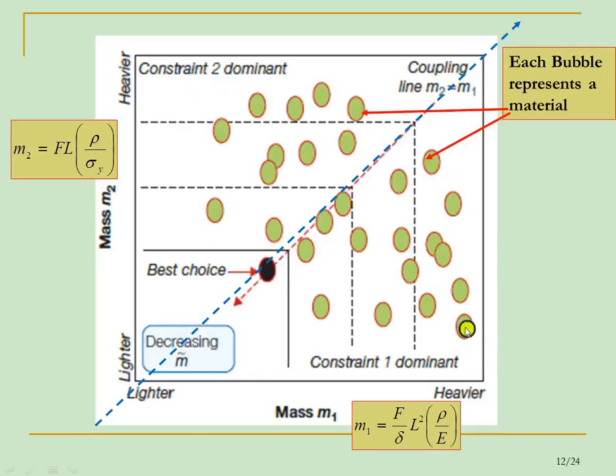But on the contrary, if I come to this point, or this solution here, constraint number 1 is more dominant, because here the mass M1 is very high compared to mass M2. So we can very easily see which constraint is more dominant. And as I already said, any solution which lies on this blue line, a line of slope 1 passing through the origin, like the black one which nearly lies on it, will have both constraints equally active, or in simple words, the mass M2 will be equal to mass M1.